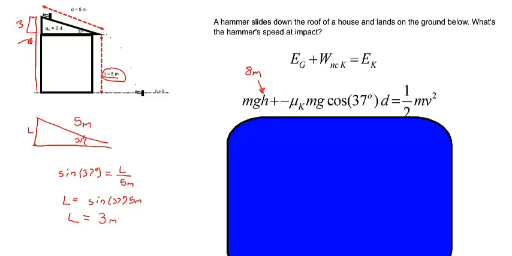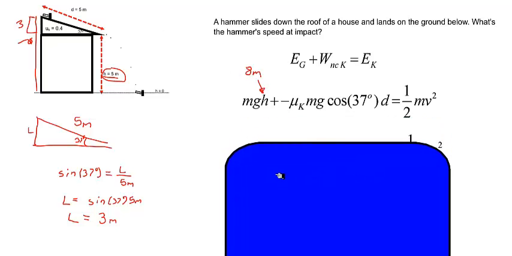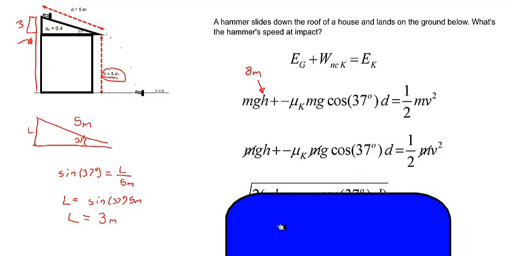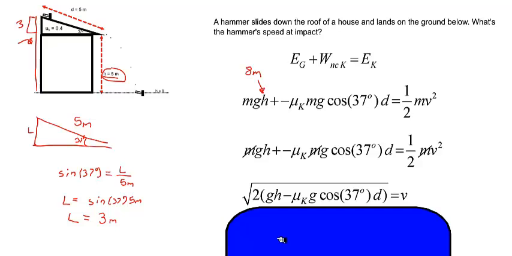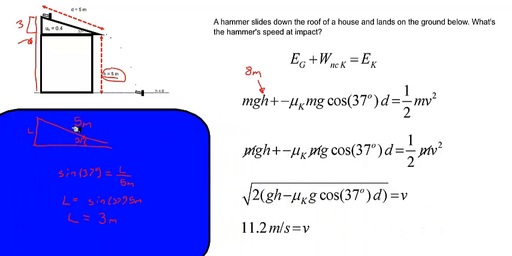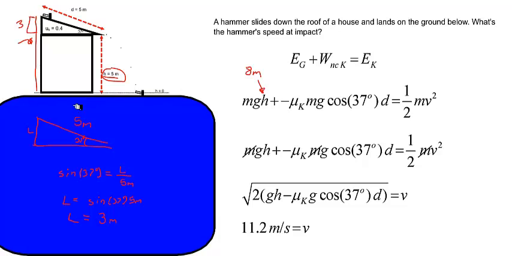So doing some rearranging, we see that every term contains a factor of mass, so those cancel out. Then we can rearrange to solve for the speed, so I'll let you check the algebra there. And then plugging in numbers, you should double check me, but I got 11.2 meters per second. So that's saying when the hammer impacts the ground, it will impact with a speed of 11.2 meters per second.